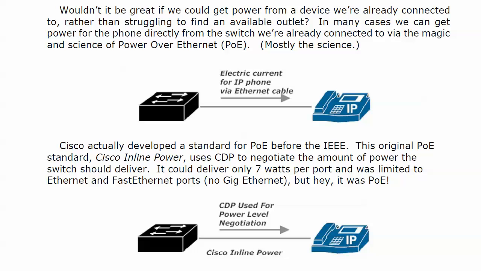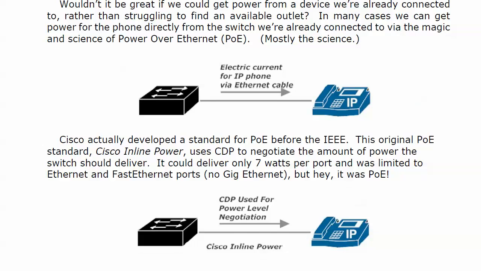Now, it was limited to 7 watts per port, or is limited to 7 watts per port. It still exists. And it's limited to Fast Ethernet ports. No gig Ethernet support with Cisco Inline Power. But hey, we didn't care. Wireless networking had limitations at first too, but we were so crazy about it, we didn't care about the limitations. We had power over Ethernet. Of course, us being us, network admins being network admins, we always want a little bit more.